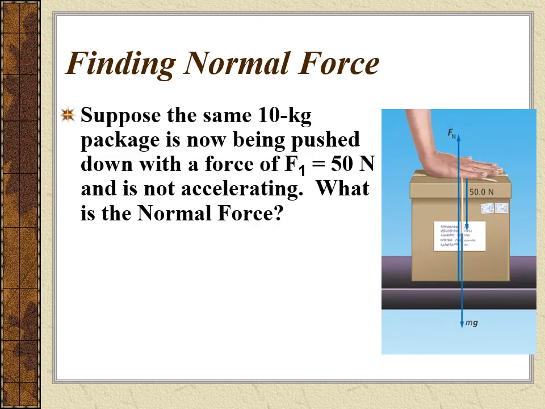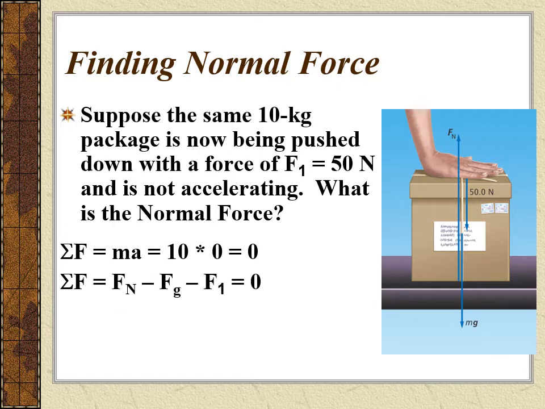In this example, we have a force that's being pushed downward with 50 newtons. Well, we go by the same scenario. It's still not accelerating, so the net force is going to be equal to 0 newtons. Now we have an upward normal force, but we have a downward force of F1, which is this 50 newtons. That's downward, so it's going to be negative. The force of gravity is downward, so it's going to be negative. Normal force is upward, so it's going to be positive. And it all adds together to be equal to 0 because the net force is 0.